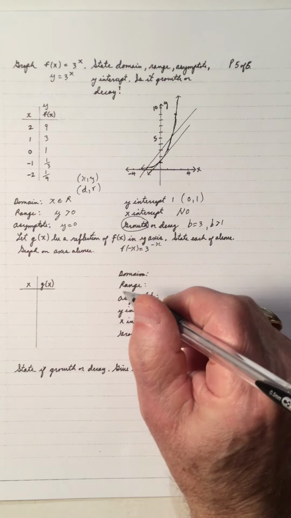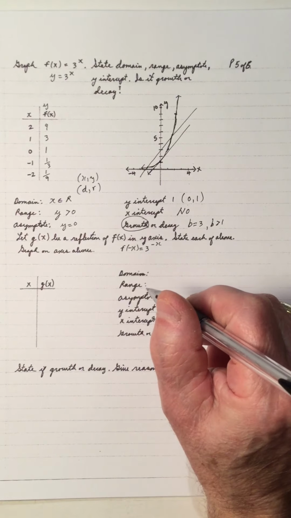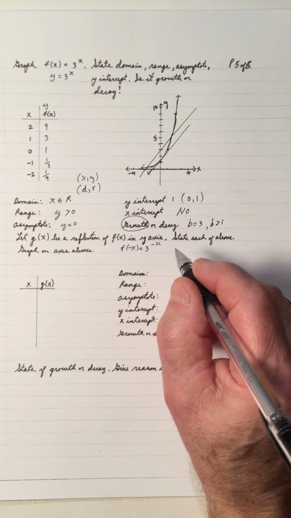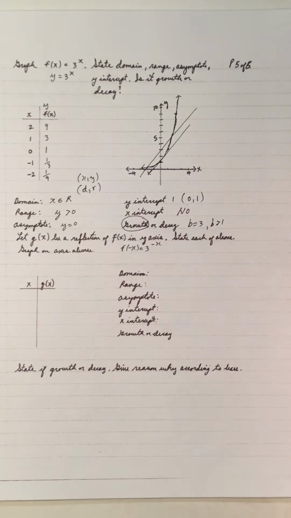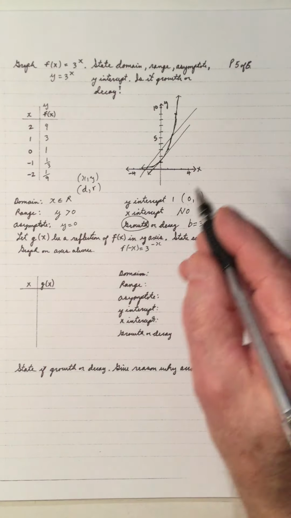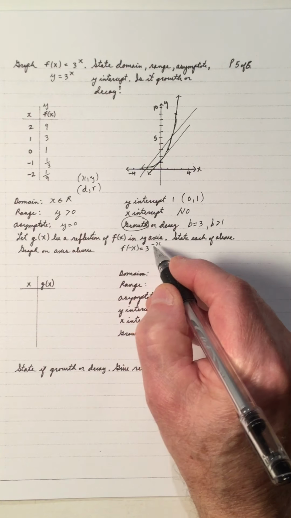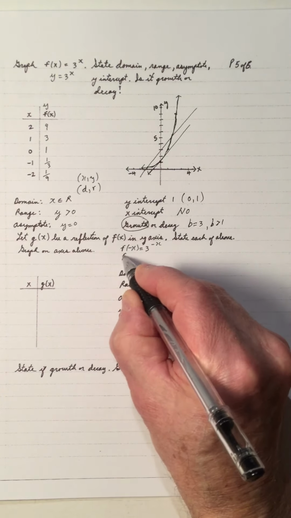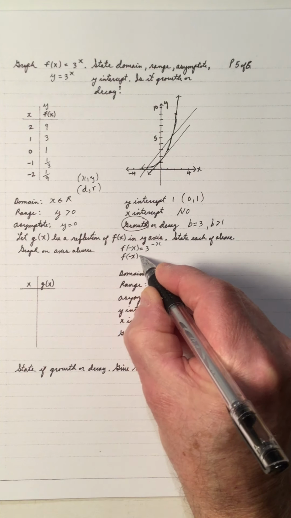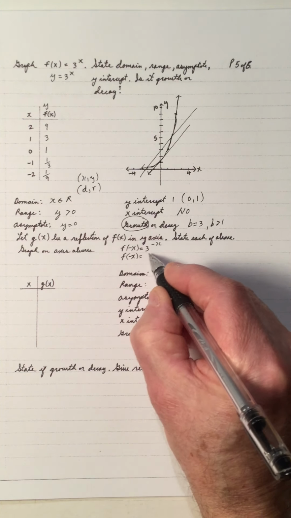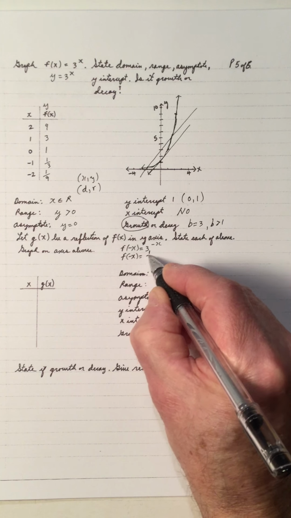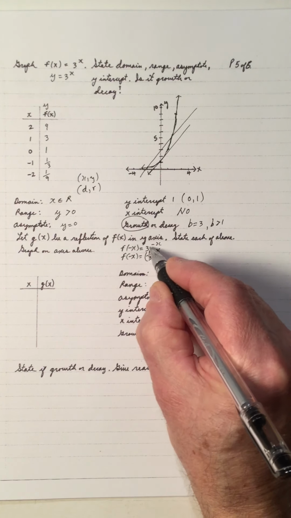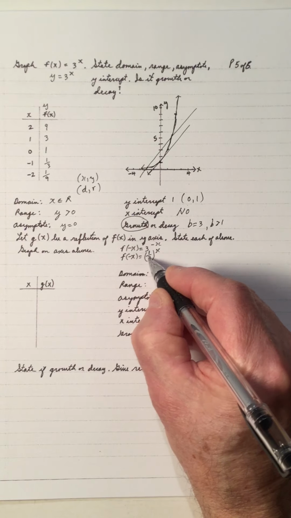A reflection of any graph, any line, any equation, any cubic, any quartic, is always when you replace x with a negative x in the equation. So that means f of negative x is equal to 3 to the negative x, which is 1/3 to the x. We remove the negative and flip, reciprocate, the fraction.